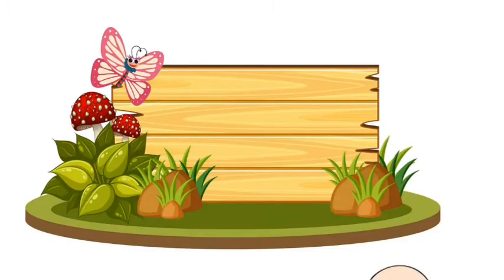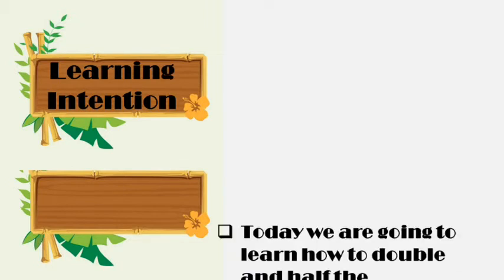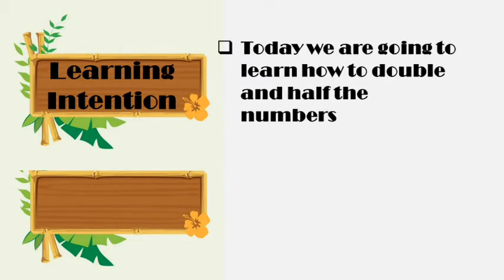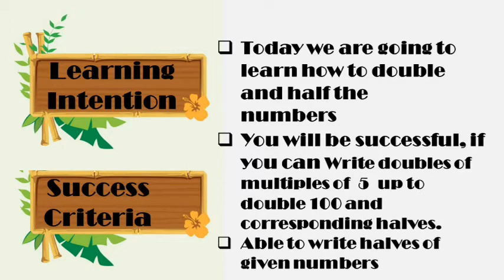Today what you are going to learn is doubling and halving. So let's read the learning intention and the success criteria. Learning intention. Today we are going to learn how to double and half the numbers. Success criteria. You will be successful if you can write doubles of multiples of 5 up to double 100 and corresponding halves and able to write halves of given numbers.